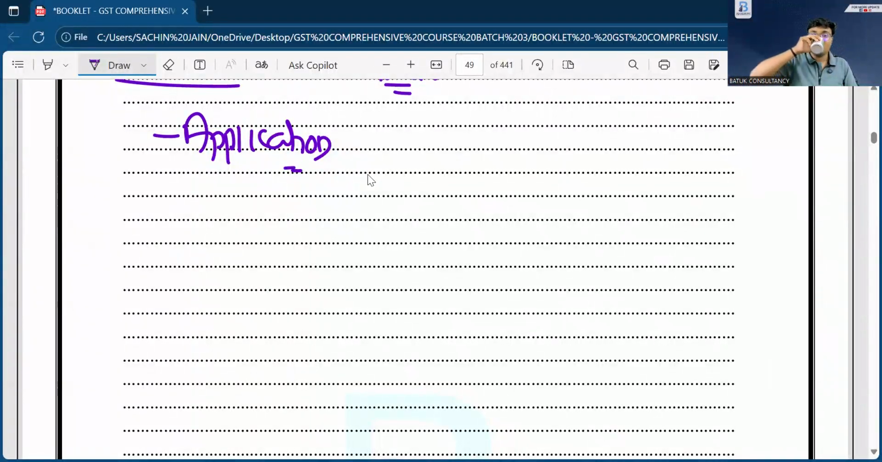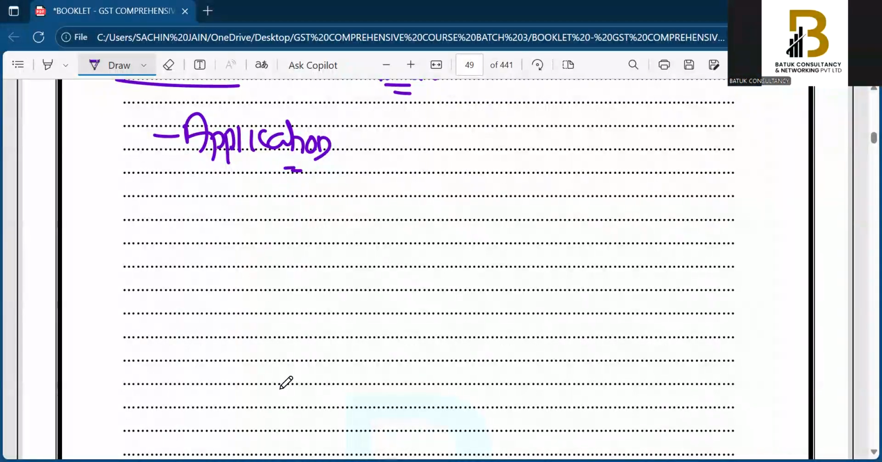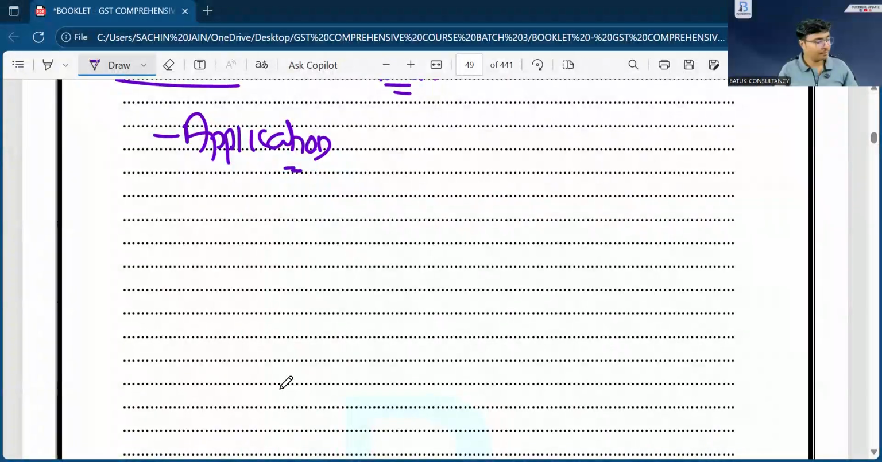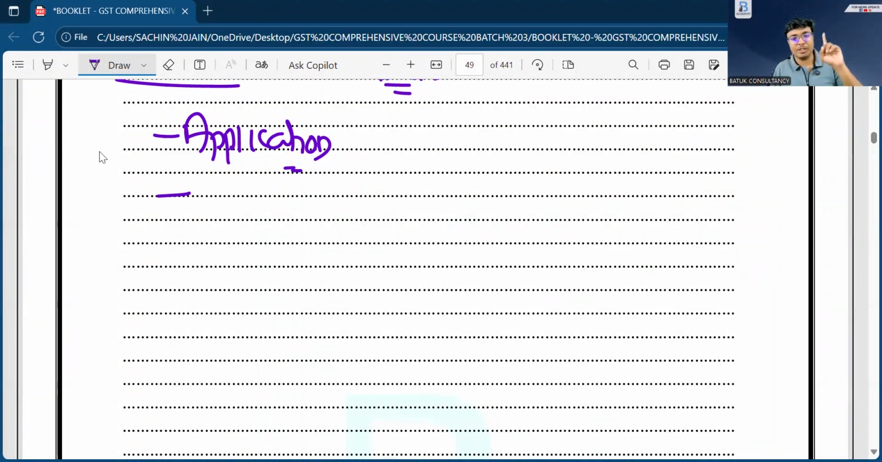On that application, you should mention under which section you are filing the refund application. Suppose you are filing the refund under section 54, you have to mention the reference of the section. Also mention the period, the application form, the amount for which you are filing, and all the attachments which you are going to file with the refund application. The list of attachments should also be enclosed. So the first document is your application.